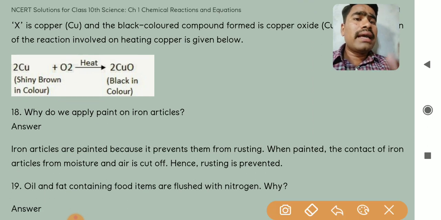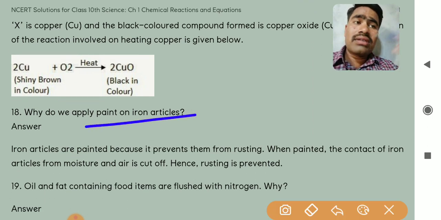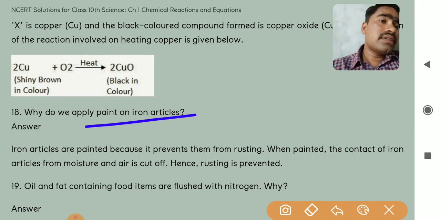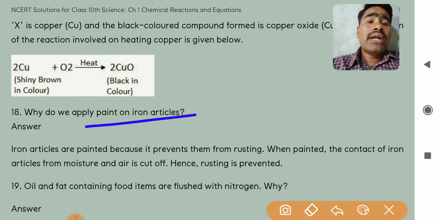Why do we apply paint on the iron articles? It's very simple, since it's 7th standard we are studying this question. Why do we apply paint on the iron article? Now see, iron is very easily getting rusted or getting oxidized. Rusting means oxidation only. So when it is exposed to moisture and air, it gets a brown or reddish brown color coating on its surface, and that is nothing but the rust or oxidation of iron.